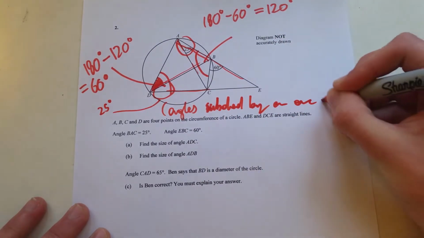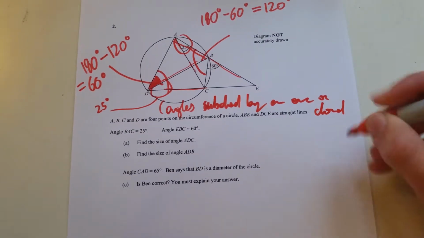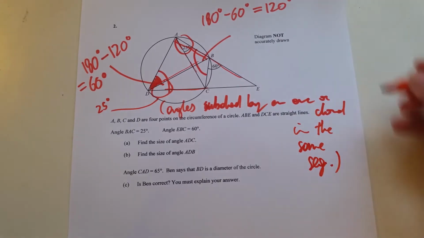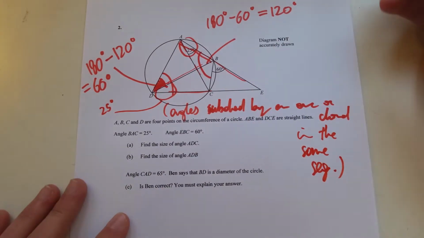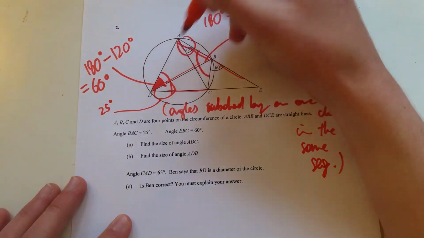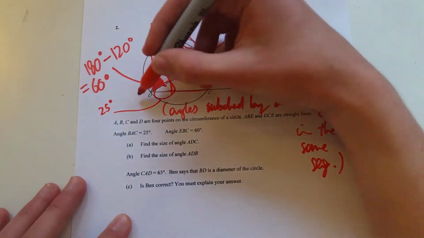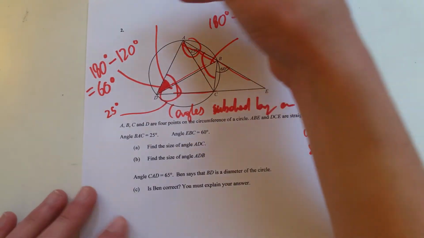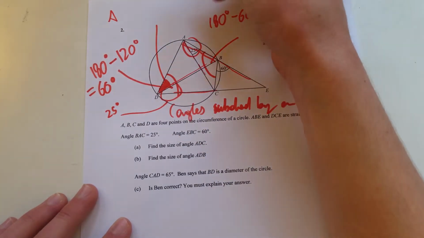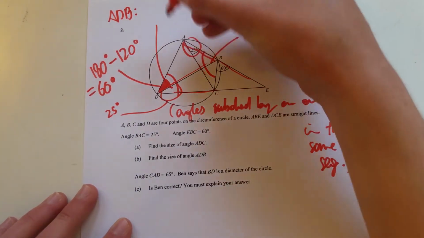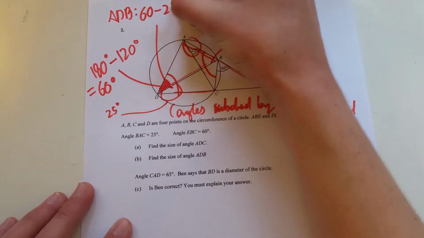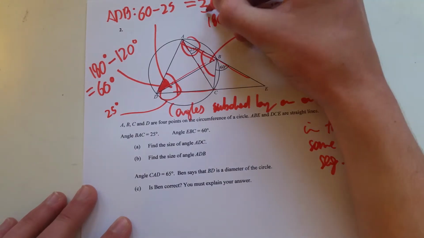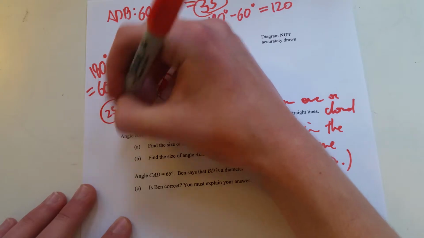if you were asked why, because of angles subtended by an arc or chord in the same segment. Right, so with this, you can see that angle ADB will be equal to angle ADC minus 25 degrees, and angle ADC we worked out to be 60 degrees. So ADB will be equal to 60 degrees minus 25 degrees, which equals 35 degrees. And those are your answers.